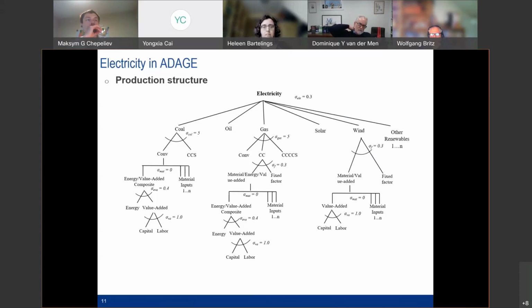We try to calibrate that to the AEO projection in the reference case. Also, we have the fixed factor. So the fixed factor is assumed to grow at the previous level. So that's used to capture the dynamic part.